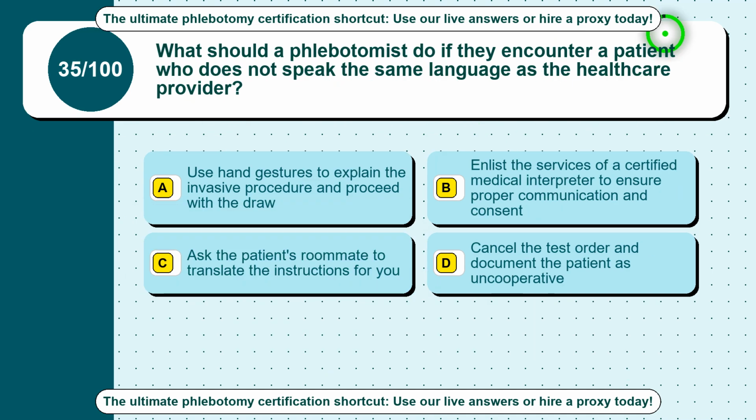Question 35. What should a phlebotomist do if they encounter a patient who does not speak the same language as the healthcare provider? Option A, use hand gestures to explain the invasive procedure and proceed with the draw. Option B, enlist the services of a certified medical interpreter to ensure proper communication and consent. Option C, ask the patient's roommate to translate the instructions for you. Option D, cancel the test order and document the patient as uncooperative.